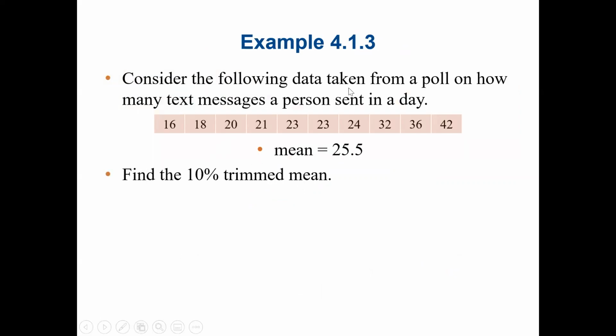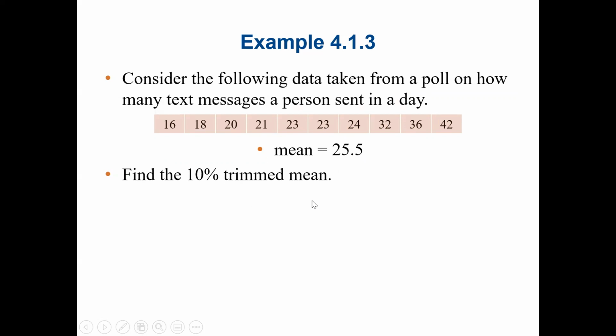Now we should consider the following data taken from a poll on how many text messages a person sent in a day. So we have 16, 18, 20, up to 42. First we find the mean of these values, which means we add all the values and divide by the number of values. Here we have 10 values. So we add all the values and get 255 divided by 10. That gives us 25.5.